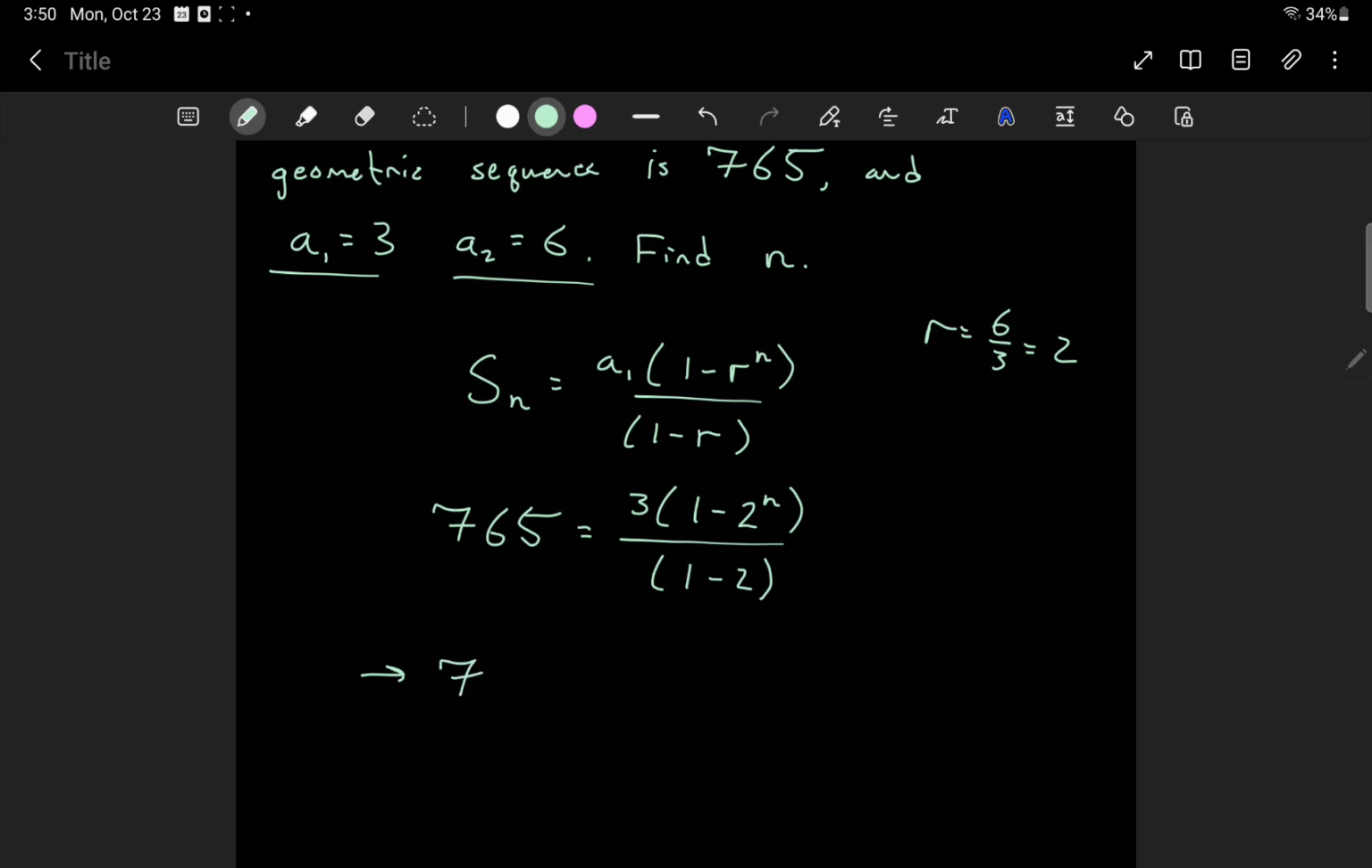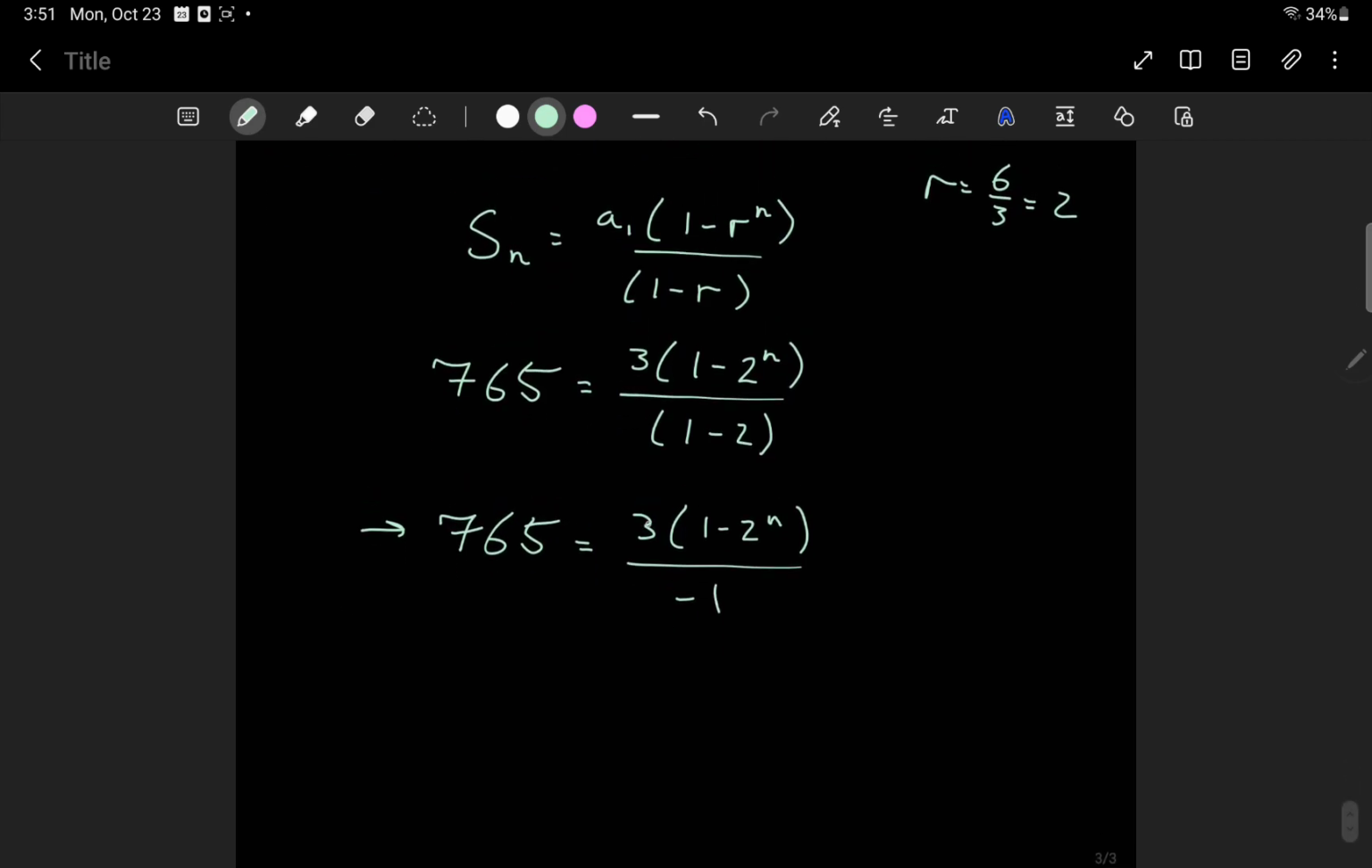So let's see, 765. So this is -1. So if I take this 3 and -1 here, I can divide by that 3 and put the negative sign out here, and that's going to be 1 minus 2 to the nth power. Okay, right, so we're solving for n here, and I'll take it to GeoGebra.